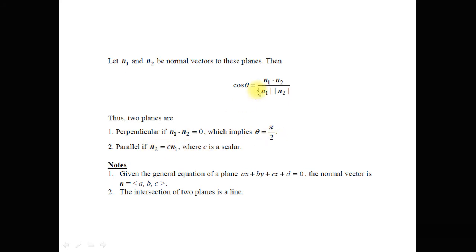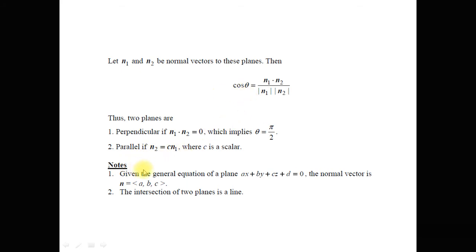Similarly, if these two normal vectors n1 and n2 are parallel, which happens if one vector is a scalar multiple of the other vector. Suppose n2 is equal to c n1, where c is a scalar, so n2 is a scalar multiple of n1. In this case n1 and n2 are parallel. So if these two vectors are parallel, then the planes will be parallel. The planes do not intersect each other anywhere.